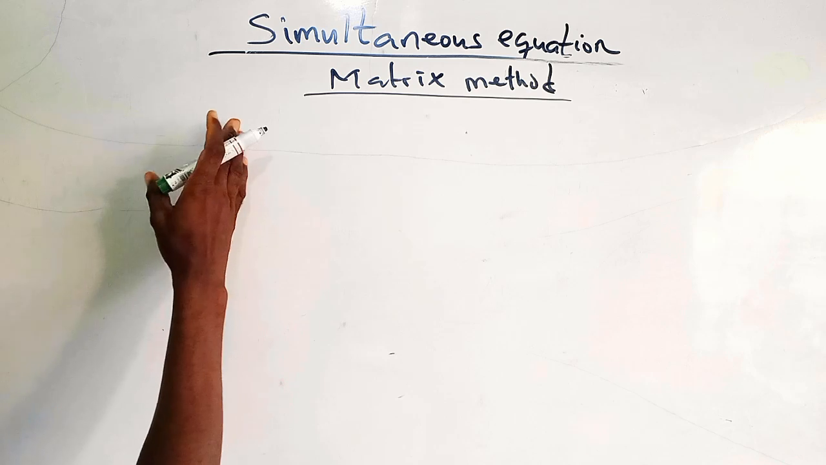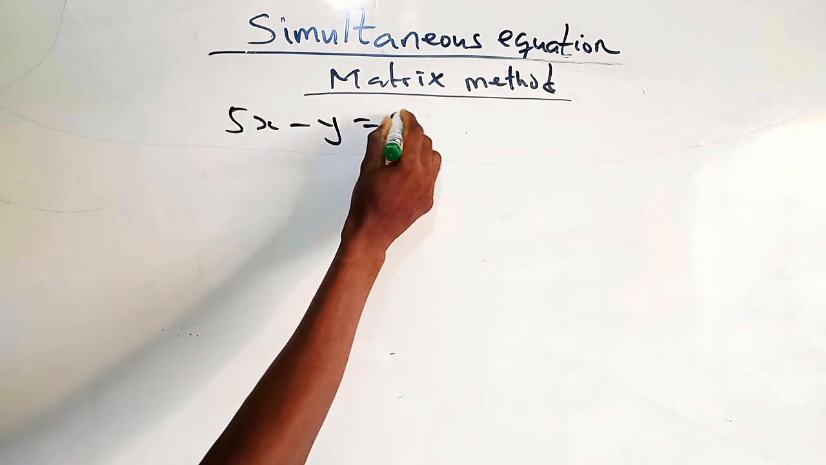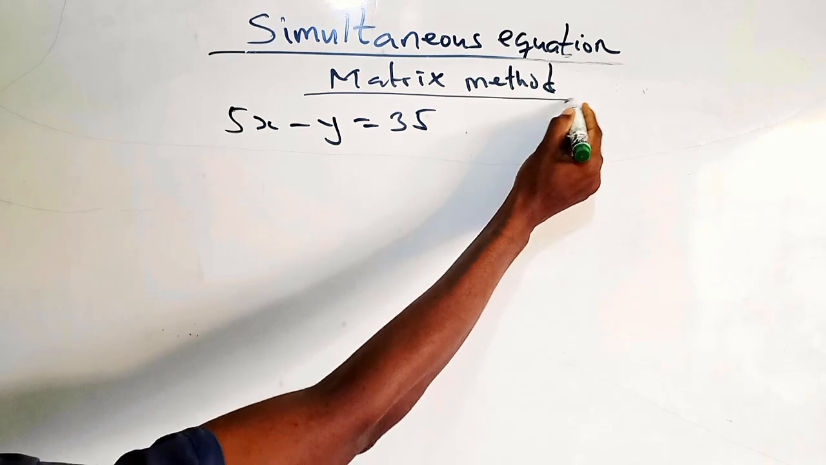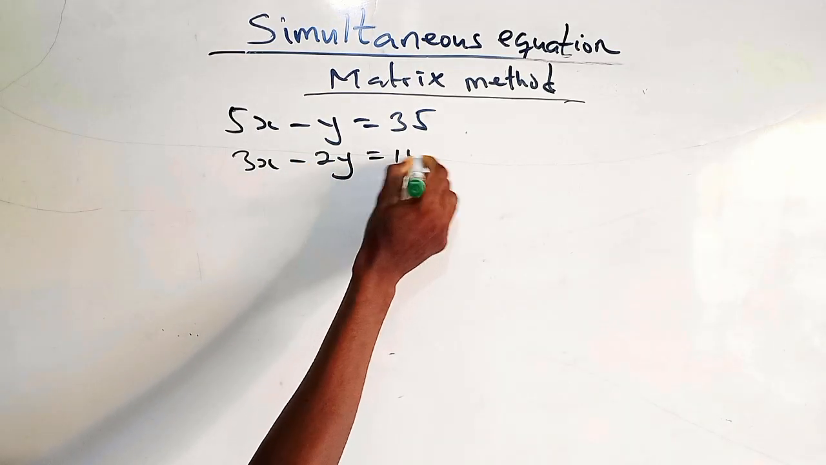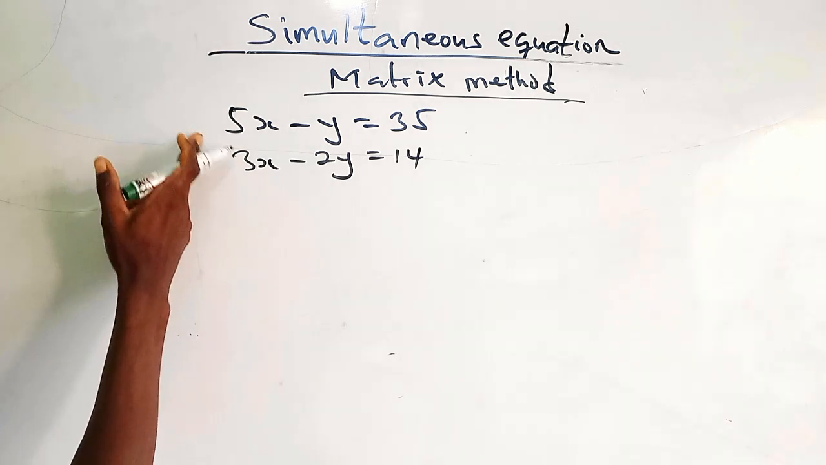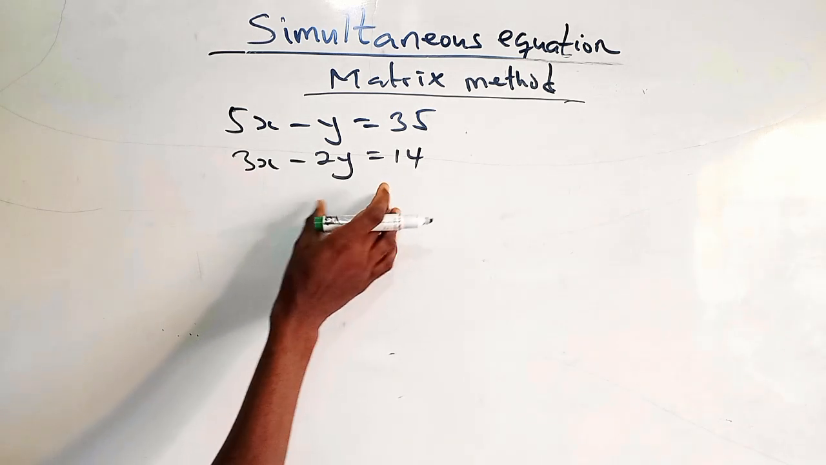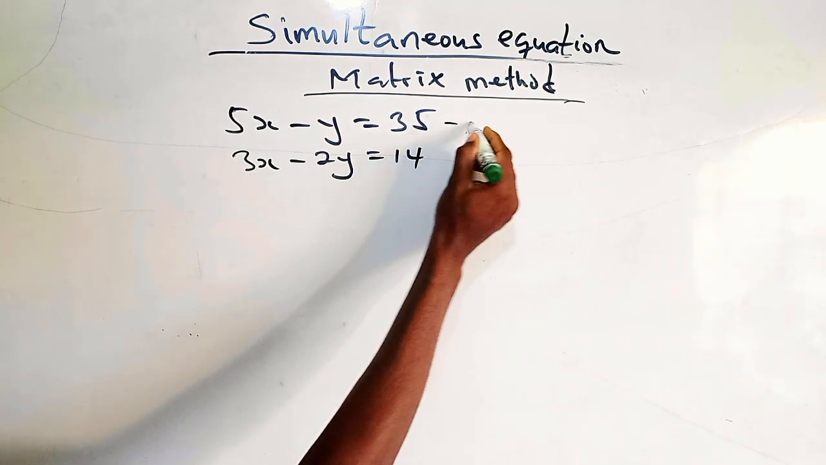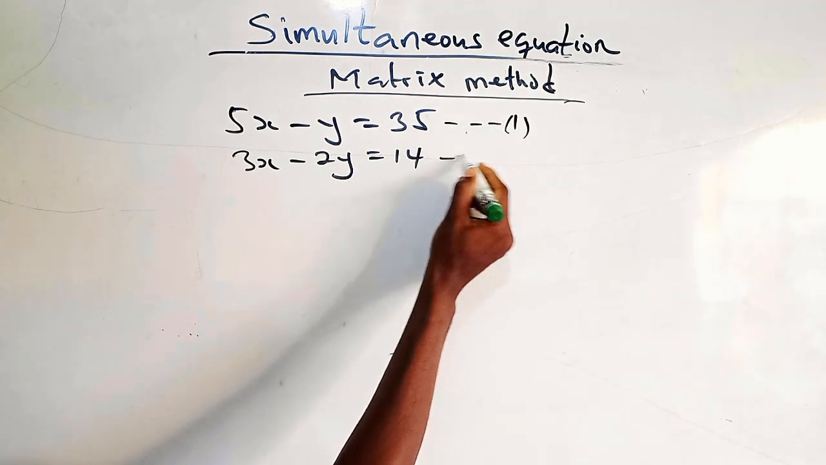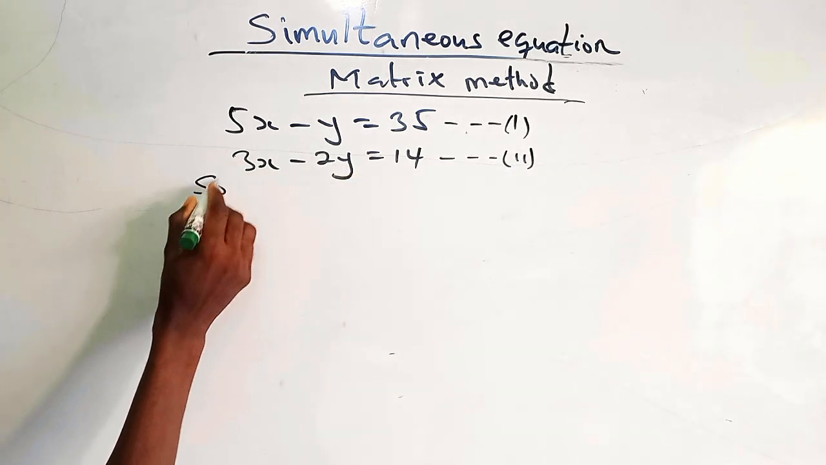For example, let's say we have two equations: 5x minus y equals 35, and another one, 3x minus 2y equals 14. So these are the two equations we are trying to resolve using the matrix method. Let us assume this is equation 1, okay? Take this as equation 2. So how do we go about it?